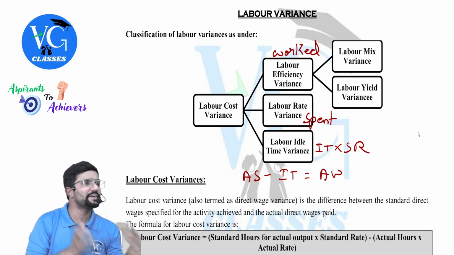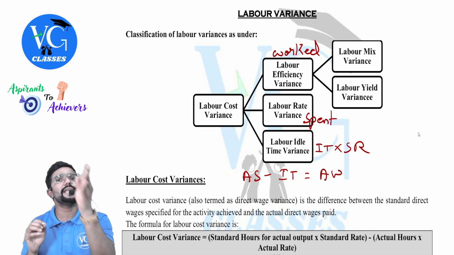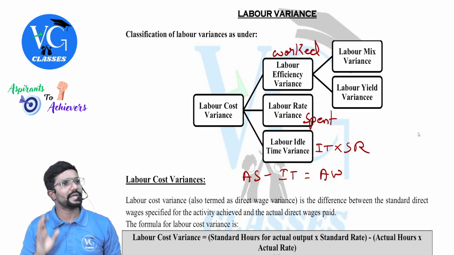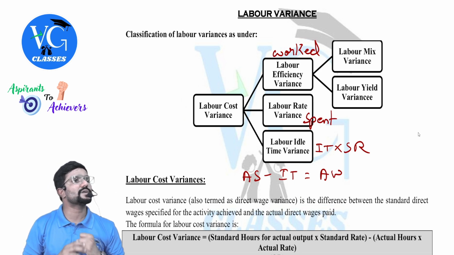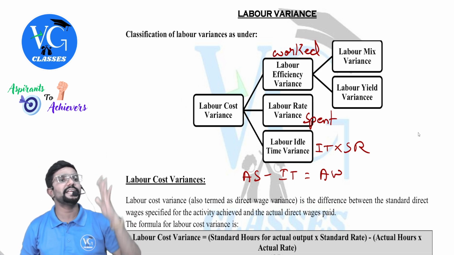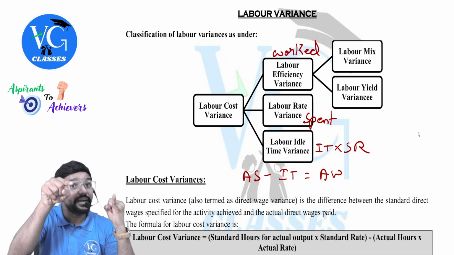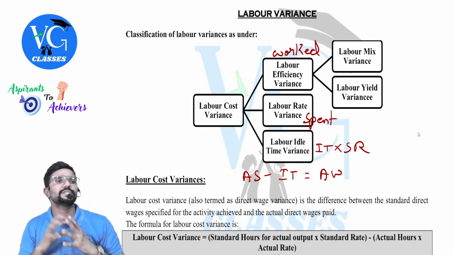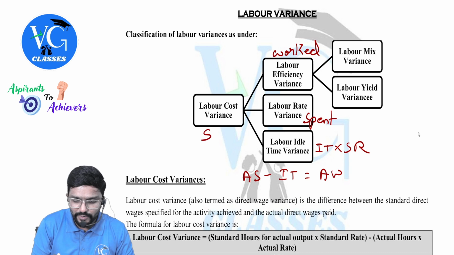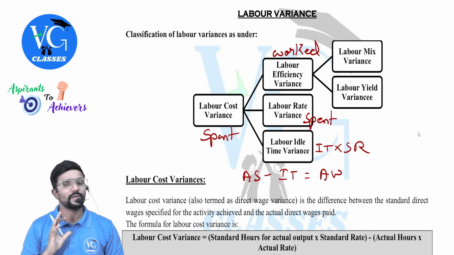Then coming back to cost variance. This is the first one, but still we are doing it at the end. Labor cost variance. What is the formula, guys? First, standard labor cost minus actual labor cost. Okay, sir. Now, how do I get standard labor cost? Standard hours for actual output into standard rate. How do I get actual labor cost? Actual hours spent into actual rate. So that means you got to know where we have to consider spent and where we have to consider worked. Okay.